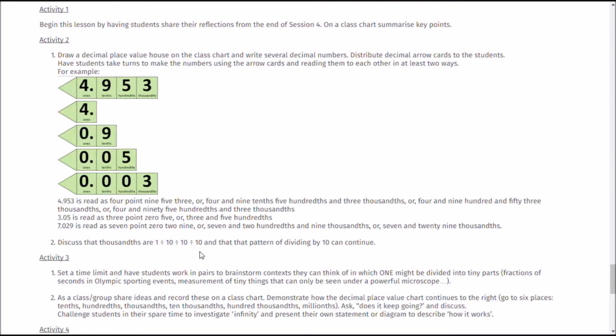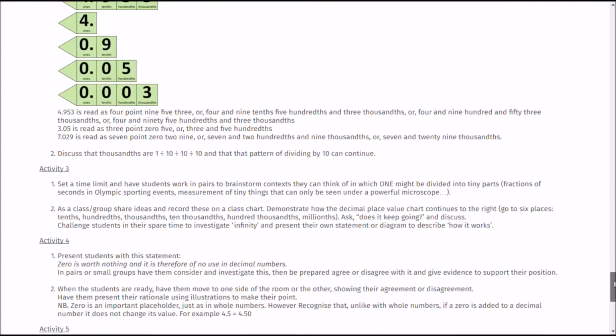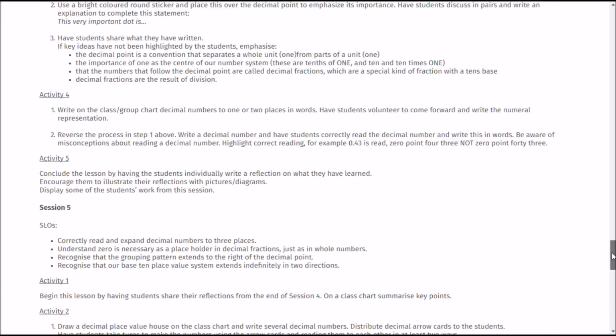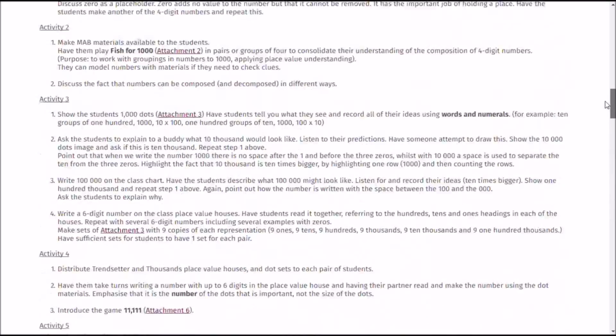The next activities focus on putting it in a real world context, so looking at the kind of things that you would use decimals for, and 0 as a placeholder. The last activity is about reviewing the learning that's occurred within the unit. The lesson builds on prior knowledge of place value with whole numbers and fits well with children's existing number knowledge according to Booker.